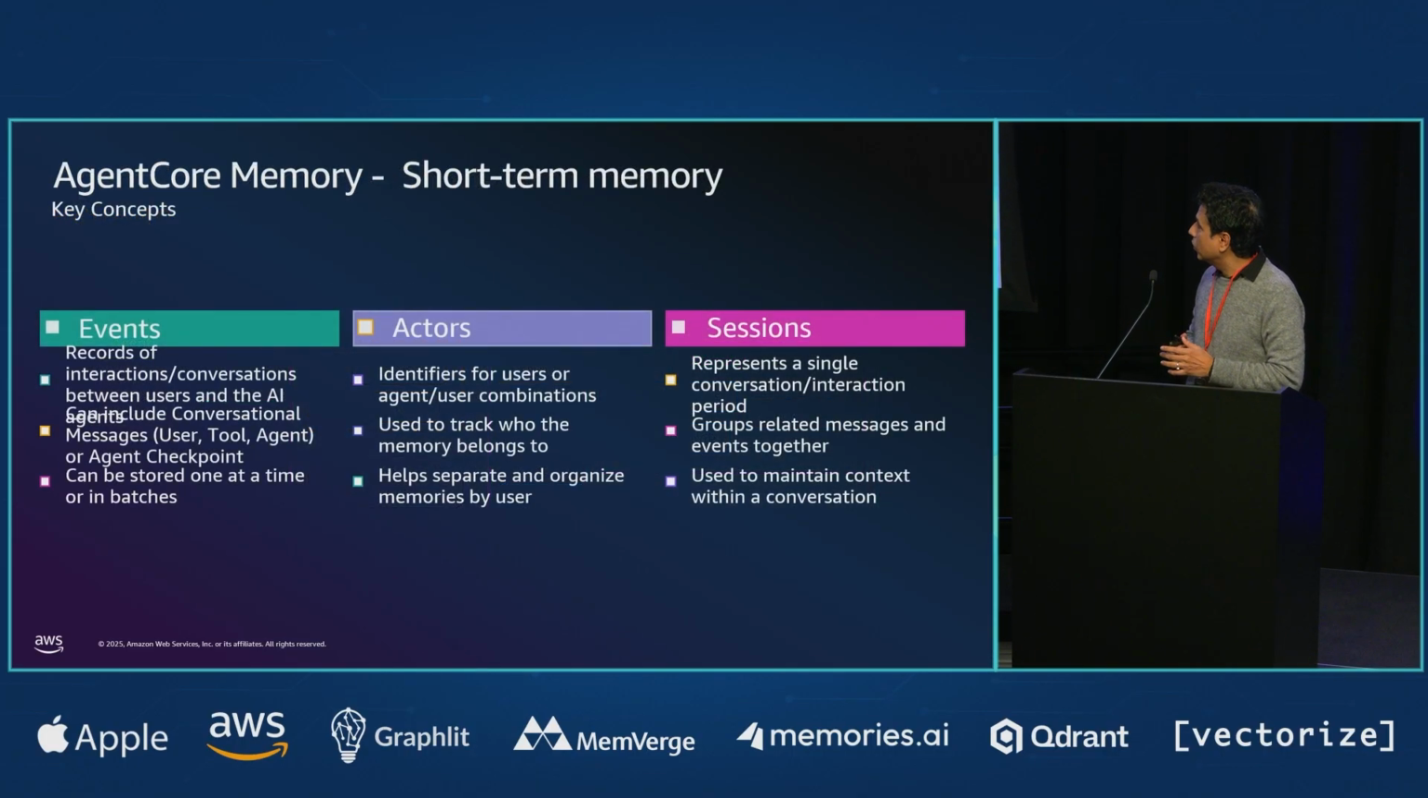So there are three main core concepts when you're talking about short-term memory. Events, which are the record of interactions and conversation that you're having with the agent. Actors, which is how we identify who the memory belongs to. It could be an agent or it could be a user. And finally, the session. The session is where you are having the conversation with the agent, until you end the session. So session is the conversation. One session can have multiple events, and one actor can have multiple sessions. So as a user, you can open multiple sessions, and one session can have multiple events as well.